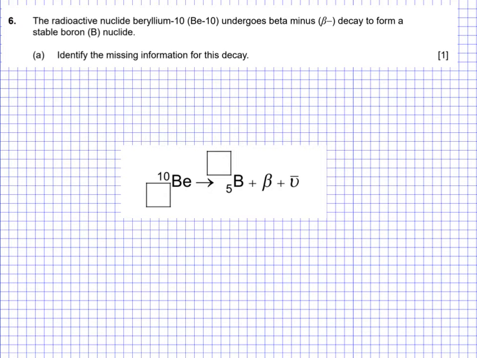Now, here we can see the beryllium-10 turning into, or transmutating into, boron. There's the beta minus, and there's our anti-neutrino, so all is looking good. What we need to add on is a couple of things. The question tells us that it's beta minus, so I'm going to put on a -1 sign.